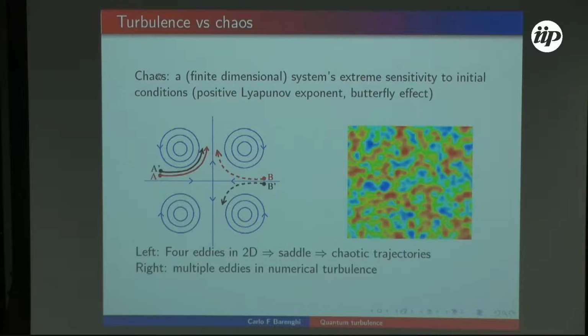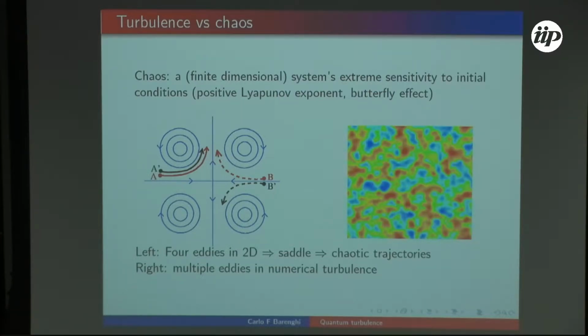Now, the other point I want to make is that turbulence is not the same as chaos. Chaos is defined technically as essentially some kind of disorder of a finite dimensional system. So very limited number of degrees of freedom. The system must be nonlinear, and chaos is simply the fact that trajectories in phase space diverge exponentially with some positive Lyapunov exponent.